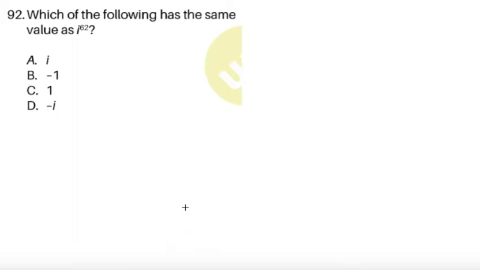Now, item 92: which of the following has the same value as i raised to 62? One thing to note about this number i is that if I square it, we get i squared, i cubed, and then i to the 4th power. It's very important to note that i squared is negative 1, i cubed is negative i, and i to the 4th is 1.